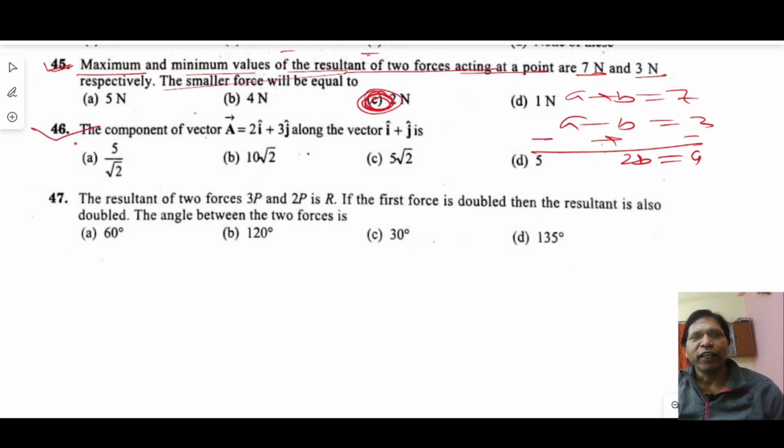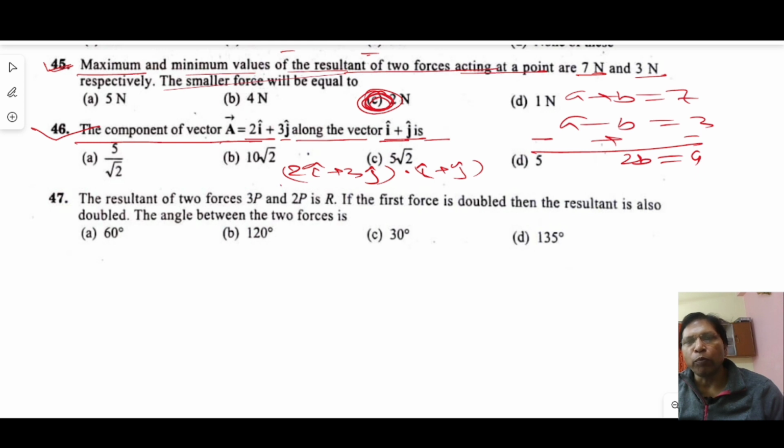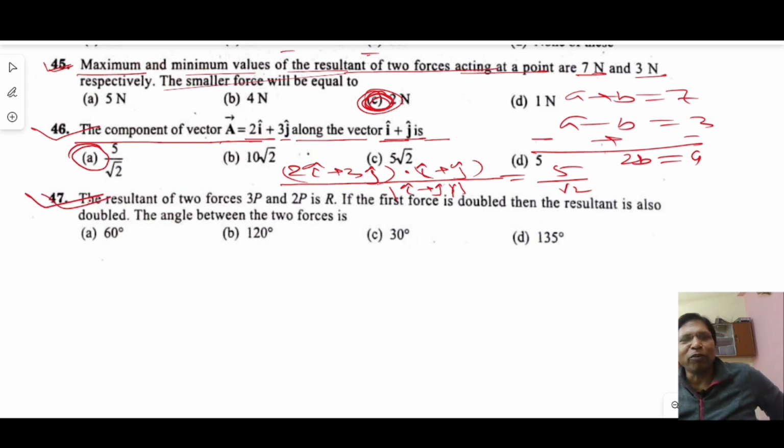Now 46. The component of A vector equal to 2 I cap plus 3j cap along I cap plus j cap. Now look at this, the component of this vector. Look at this, the component of A along this direction. This is the 2I cap plus 3j cap dot I cap plus j cap divided by modulus of this I cap plus j cap. Okay, now look at this, this is the 5 and the modulus of I cap plus j cap is the root 2. So option A is correct.